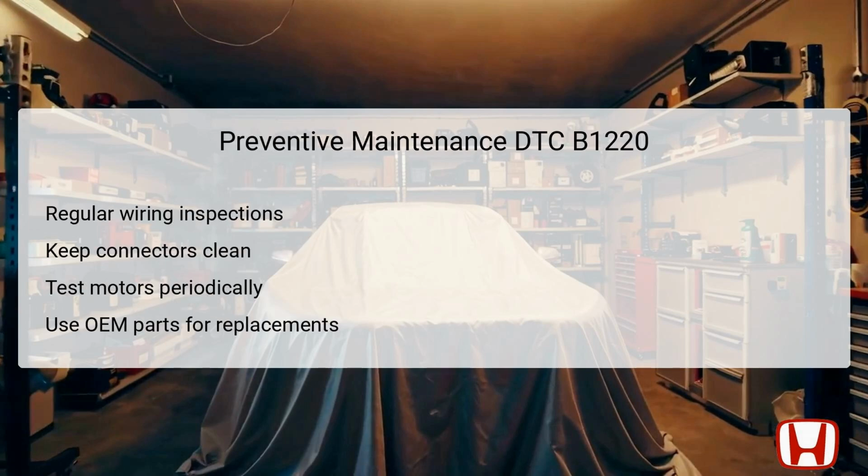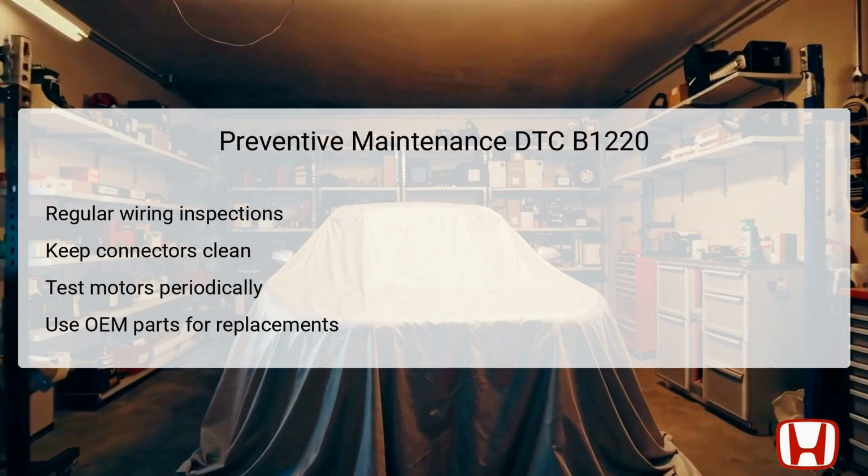Preventive maintenance is essential to avoiding issues like DTC B1220 in the future. Regular inspections of wiring that connect the climate control systems will help identify wear and tear before they escalate to major faults. It's also vital to keep connectors clean and free from corrosion, as debris or oxidation can hinder performance and lead to DTC incidents.